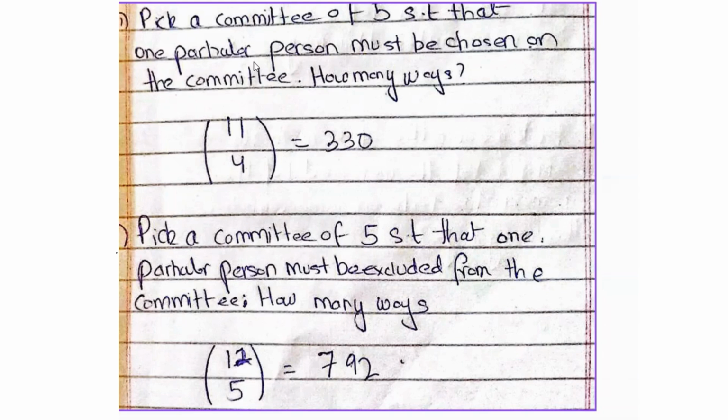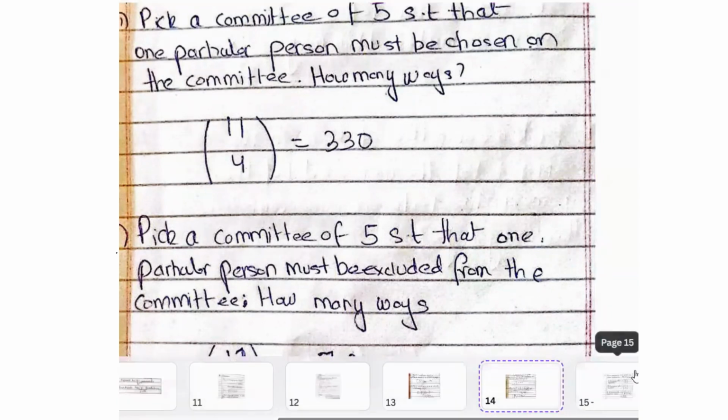So the difference between part 3 and part 4 is that in both cases, you're choosing out of 11. But here, that particular person was included in the committee, so instead of 5, you just need to choose 4 now. But in this case, that particular person was excluded from the committee, so out of the remaining 11, you need to choose all 5. So there's a slight difference in the two.